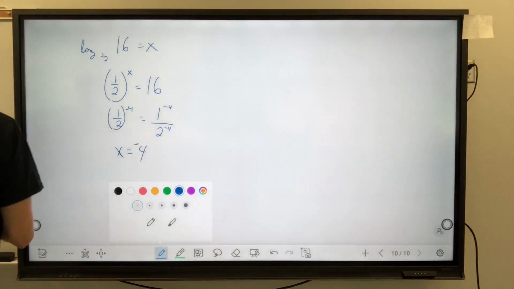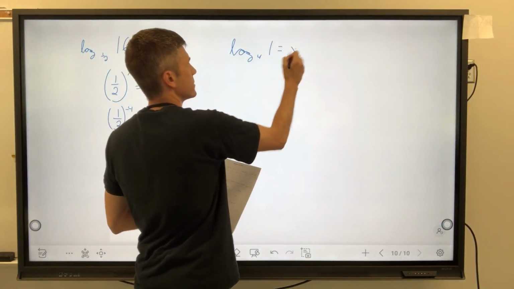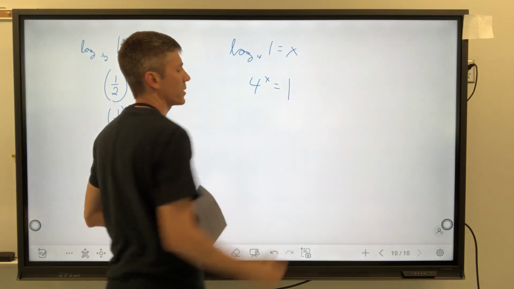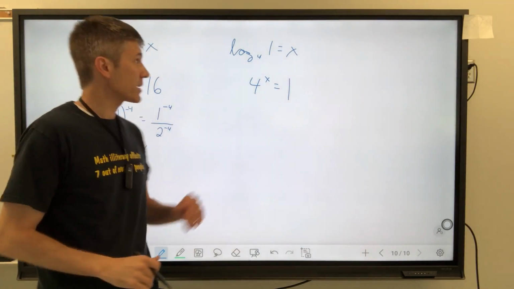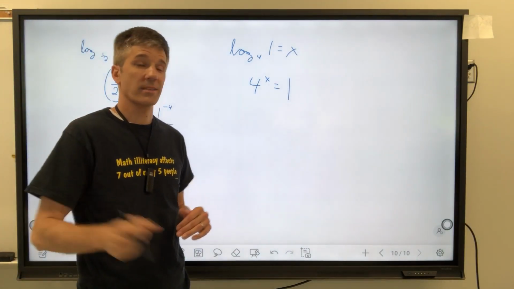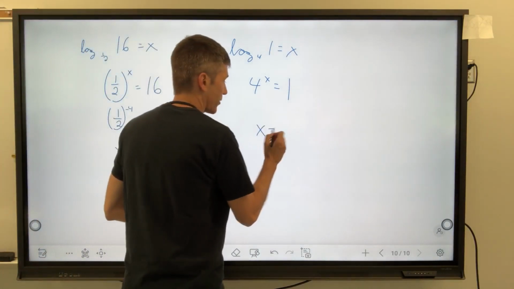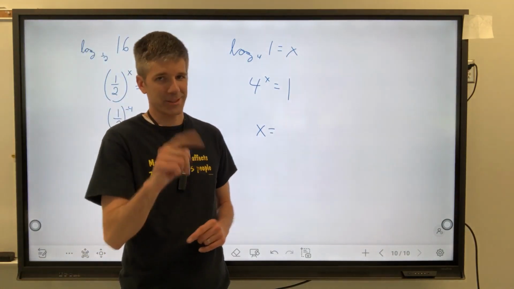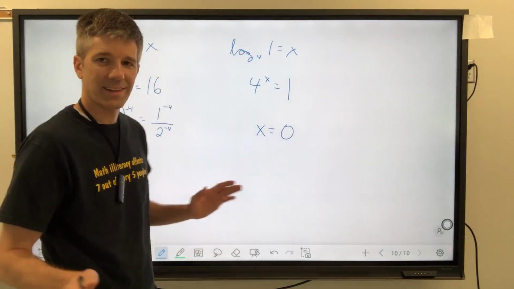Okay, log base 4 of 1 is something. I don't know what that something is, but that means 4 to some power is going to give me 1. Again, type it in the calculator if you want to, but if you understand this one, you'll be able to crank some things out pretty quickly. 4 to what power gives me 1? Anything, and I mean anything, there's an exception, to the 0 power is 1. Anything to the 0 power is 1.